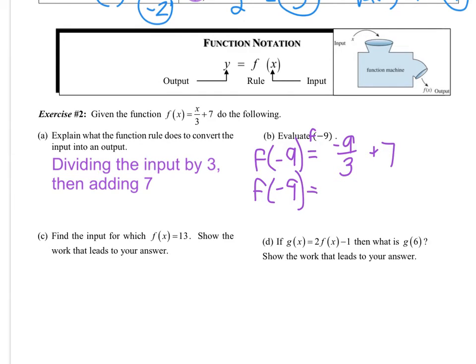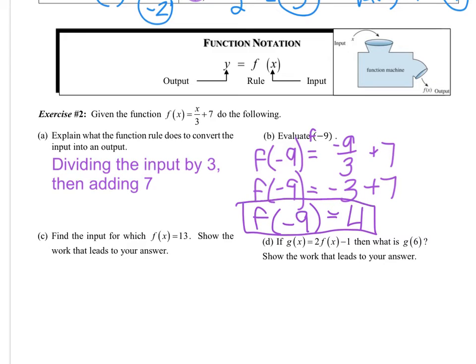That's all we're doing. So negative 9 divided by 3 is negative 3. And then we'll add the 7. So this just simplified to that when we divided. And then lastly, f of negative 9 is whatever negative 3 plus 7 is, which is a positive 4. So here's another way of showing it.